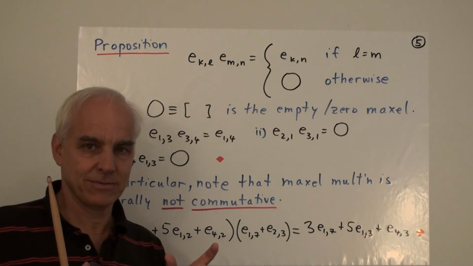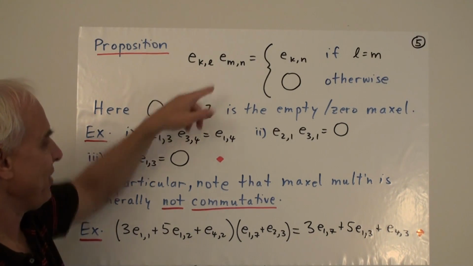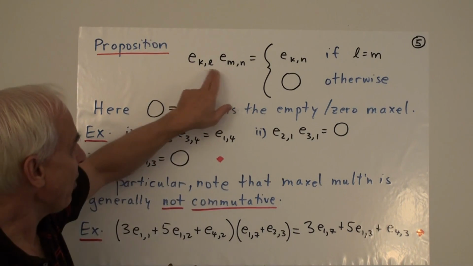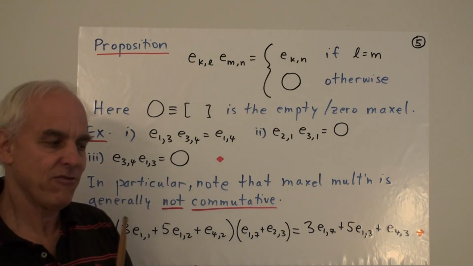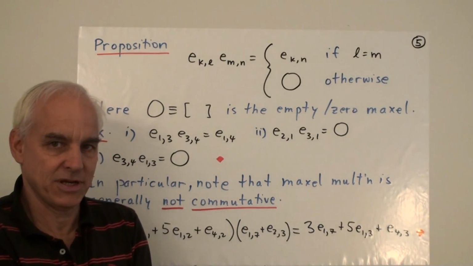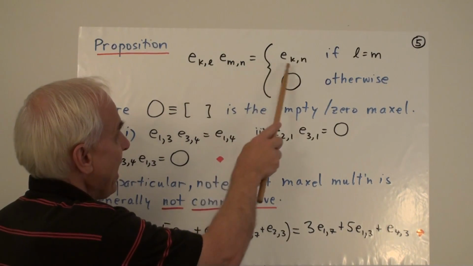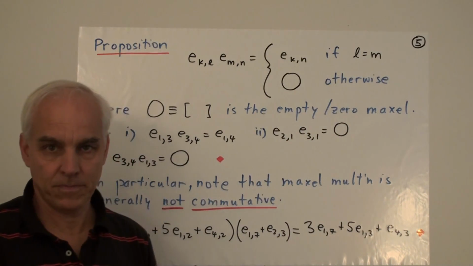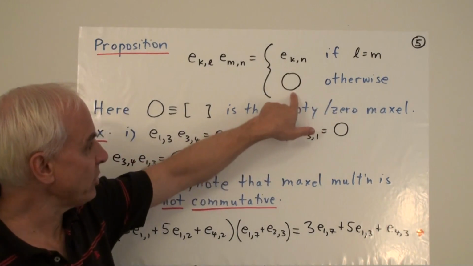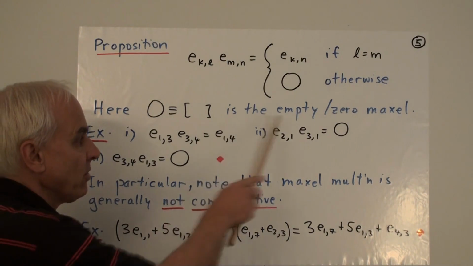1 maxels. So we've talked about what a 1 maxel is. These are very simple, basic kinds of maxels with just 1 pixel. And now the product of two such things is going to be given by essentially the same rule as the rule for the underlying pixels which it contains. So E_KL times E_MN is going to be E_KN if L equals M, and otherwise it's going to be what we're denoting by capital O, which is the empty or zero maxel.